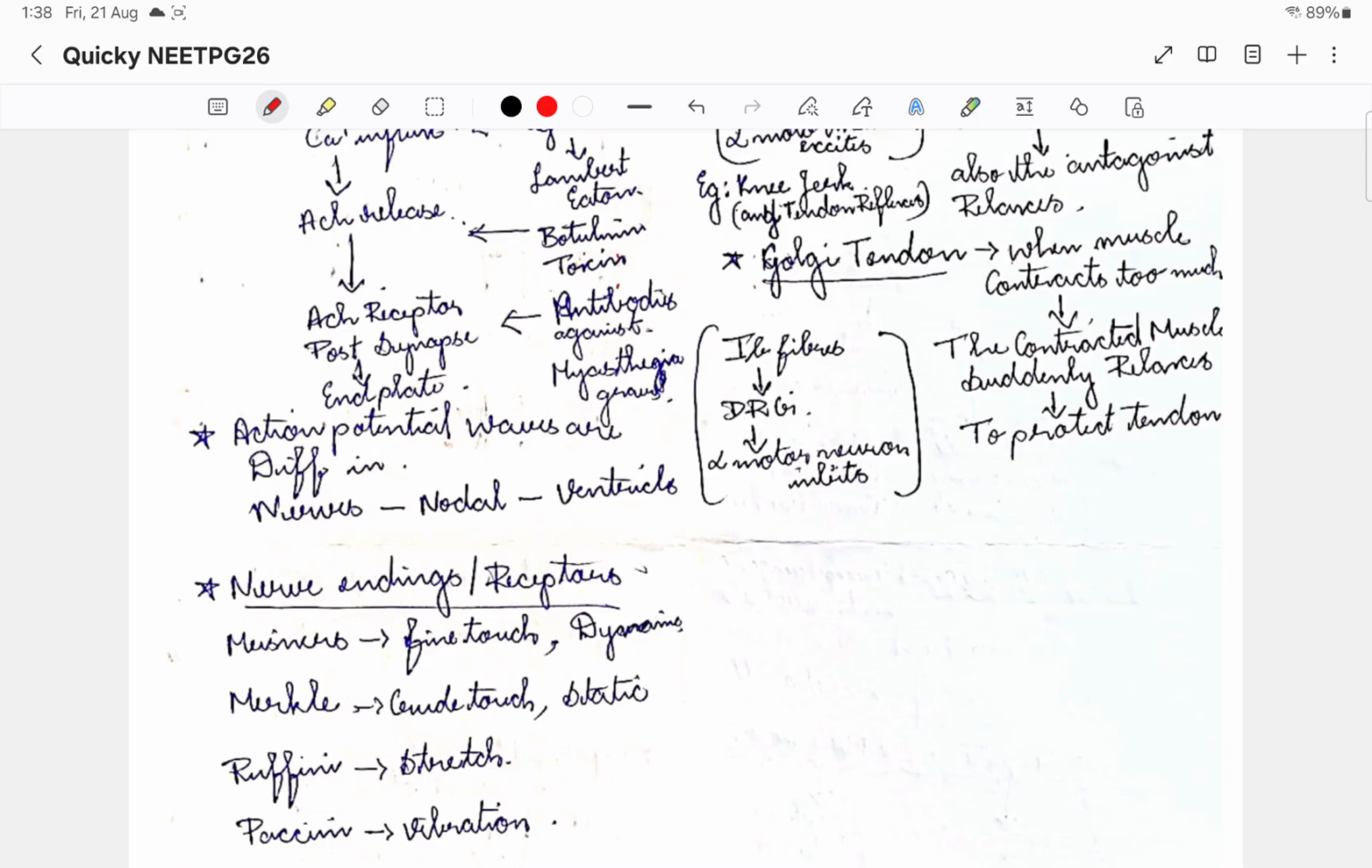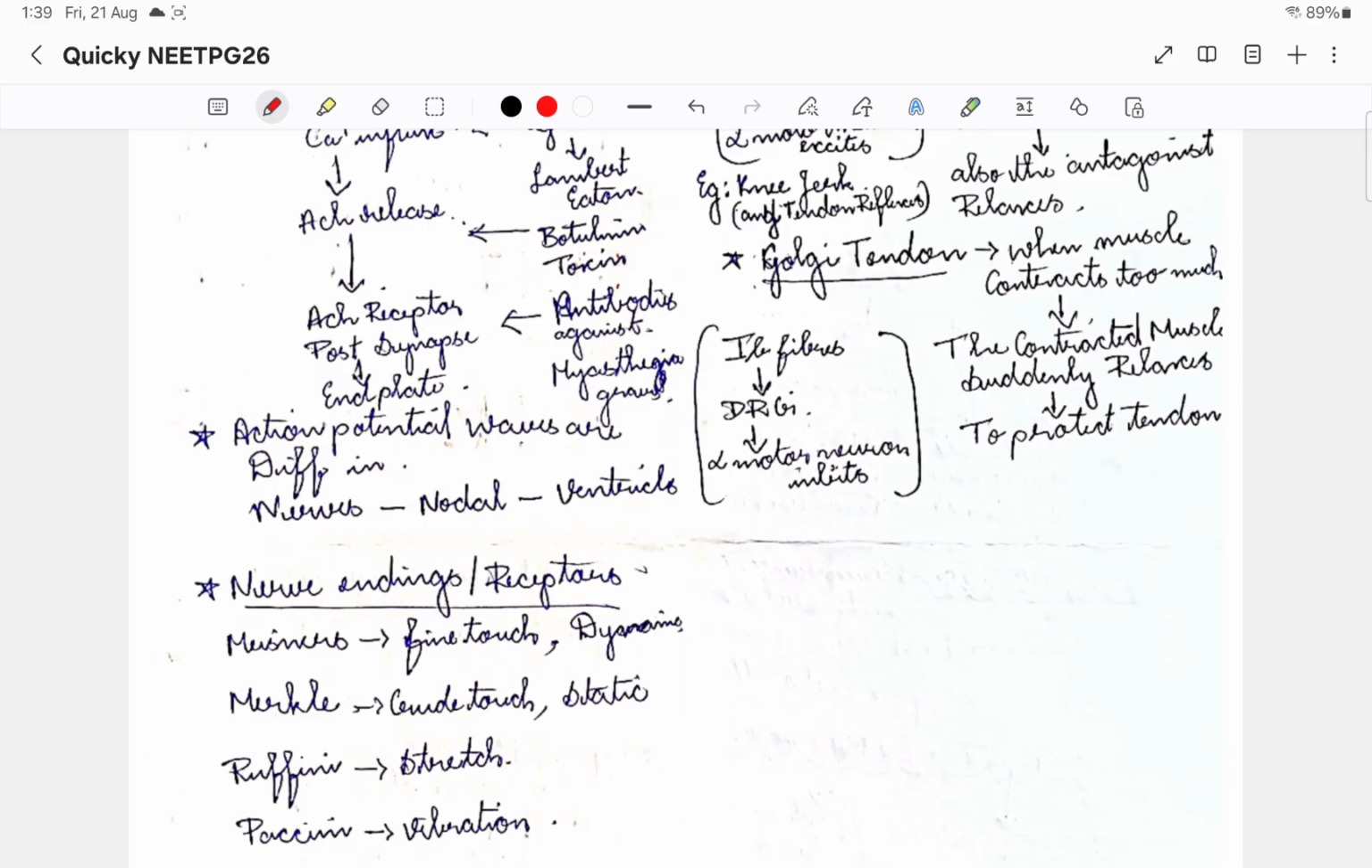The action potential waves that are generated will be different when it comes to the nerves, the nodal tissue and the ventricles. The action potential will be different in these three tissues. The action potential that I told you was from a brain signal to a muscle. It will be very different when it comes to nodal potential, and different again from the ventricle potential.